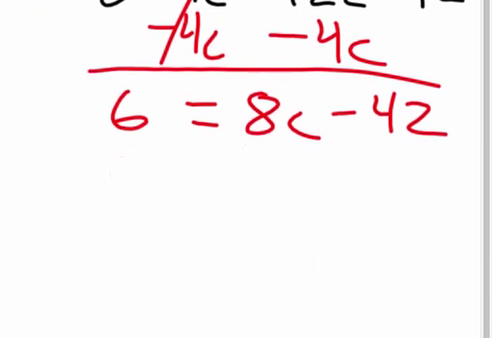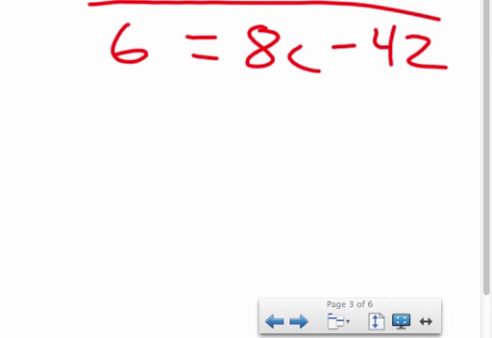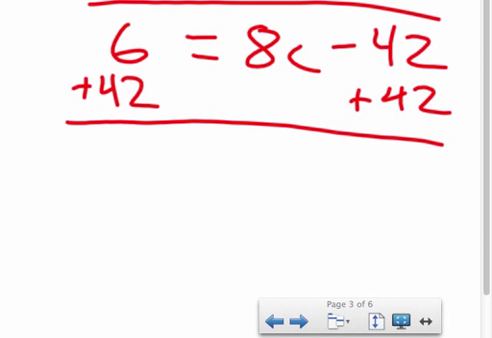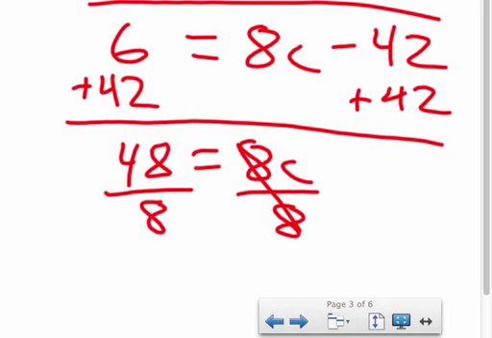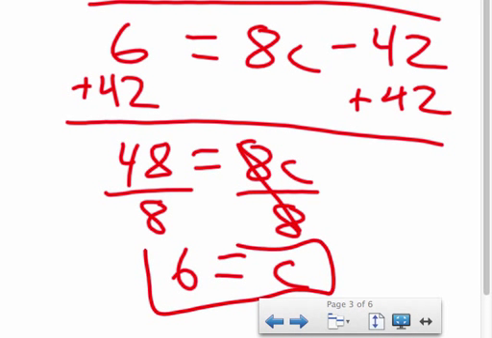And now let's get our variable by itself. So the inverse of subtracting 42 is adding 42, right? Always work on the side of the variable. So I add 42 to the other side. So 48 equals 8c. And the inverse of multiplying by 8 is dividing by 8. Whatever I do to one side, I do to the other. So c equals 6.